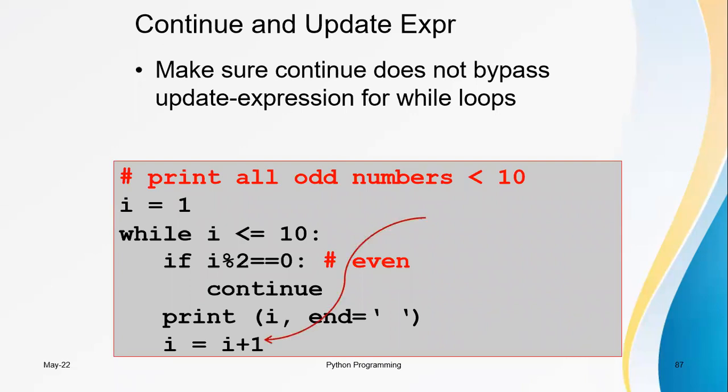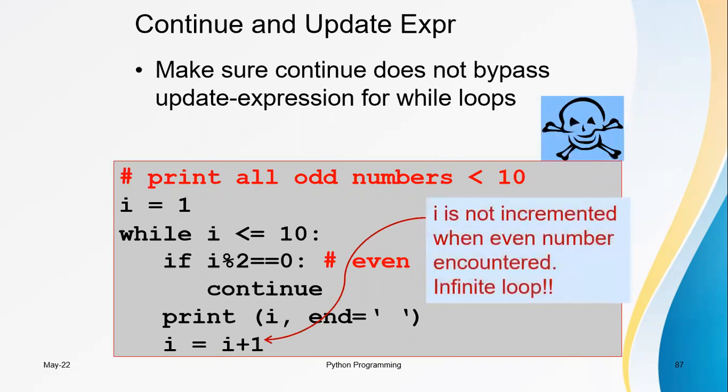See here, continue does not bypass; it just skips the update expression for while loops. I is not incremented when an even number is encountered. Infinite loop. Am I right? If step is negative, then the numbers will be printed in reverse. Yes, Sriveni, good. Try it with your compilers also and come back with some good examples. I will also discuss this tomorrow, because let us not confuse them. It's correct.